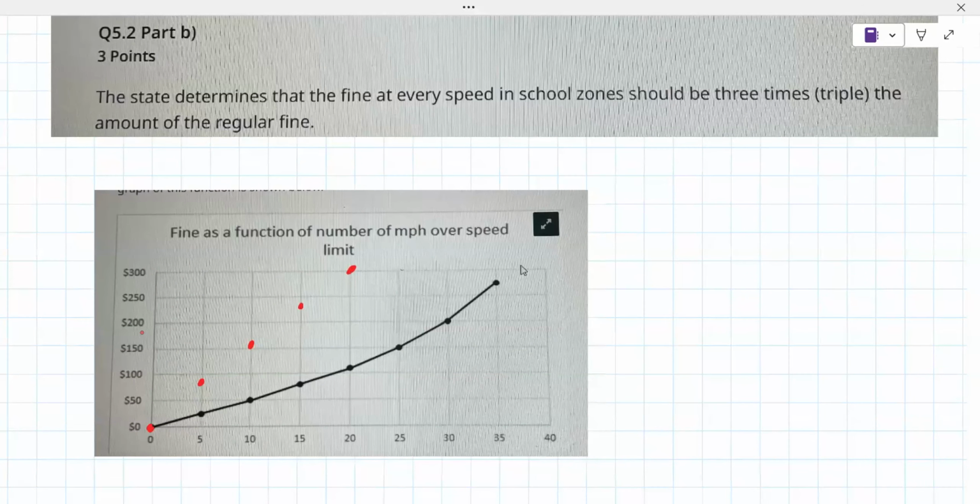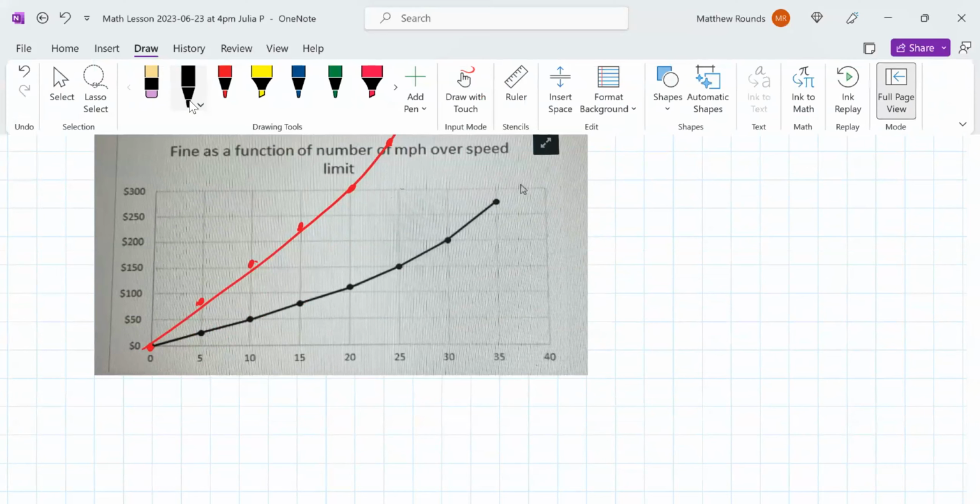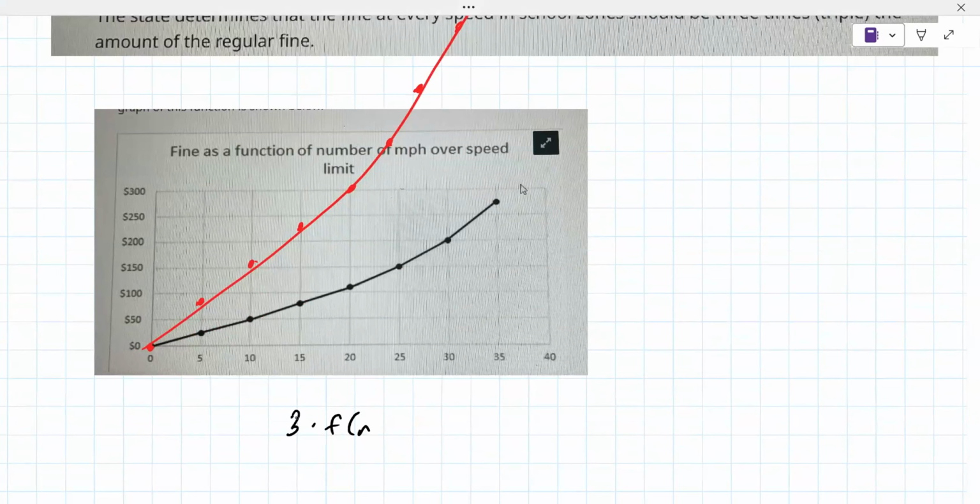So you can see how quickly this goes up, and it basically does kind of have this shape where it does something like that. Okay. Now, in terms of the function, you're tripling, so it's 3 times f of n.